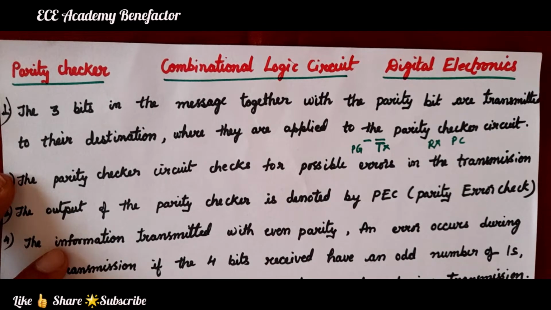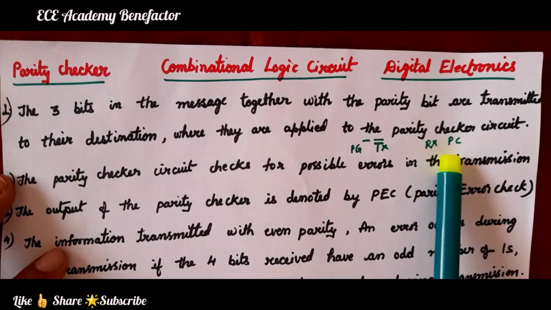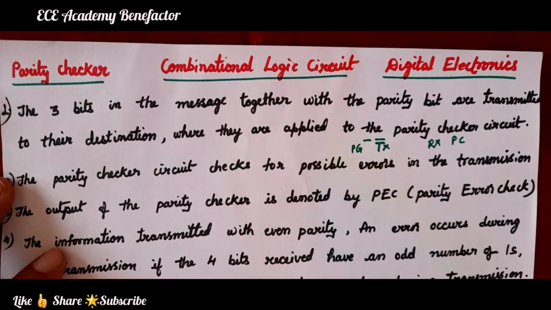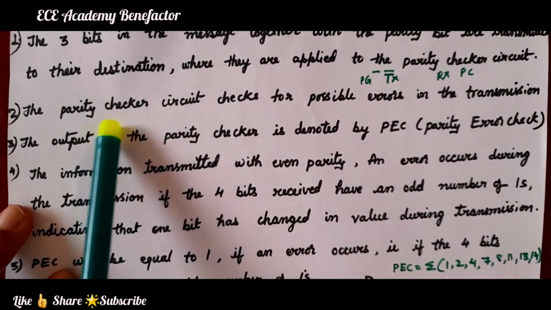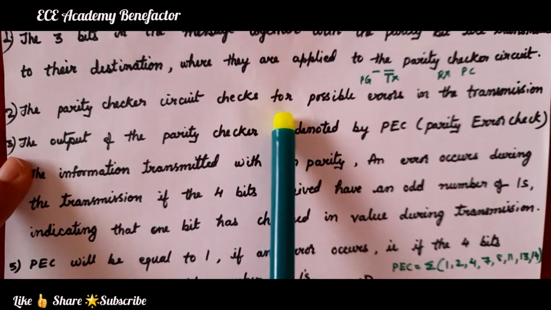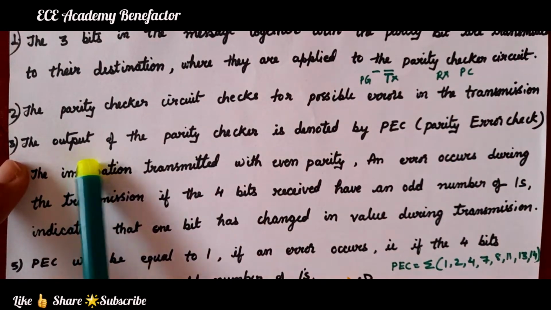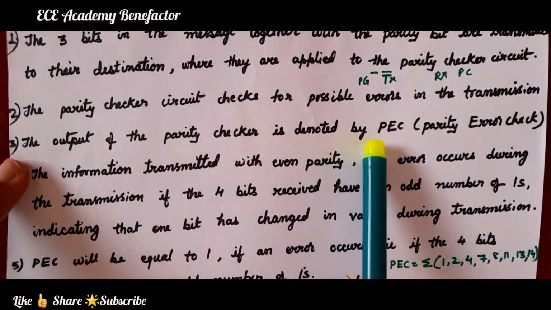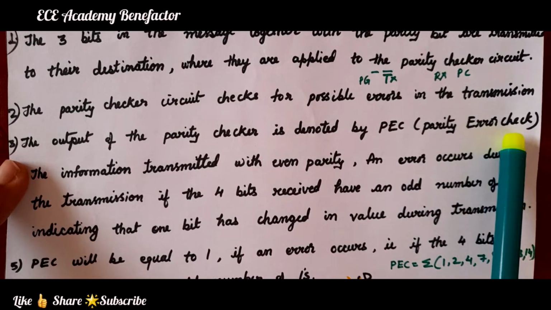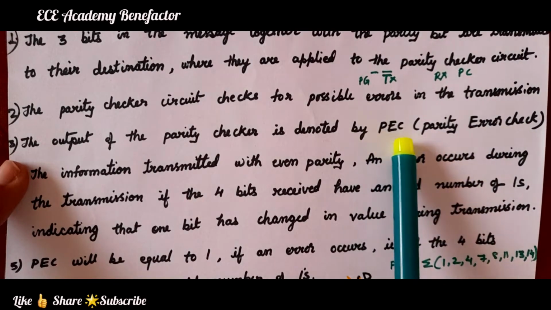So, what is a parity bit? Parity bit is an extra bit added to the binary message. Why is it used? To check whether an error has occurred during the transmission of binary information. So, parity checker is at the receiver side, parity generator is at the transmitter side. The second point, the parity checker circuit checks for possible errors in the transmission. Third point, the output of the parity checker is denoted by PEC, parity error check. PEC means parity error check.